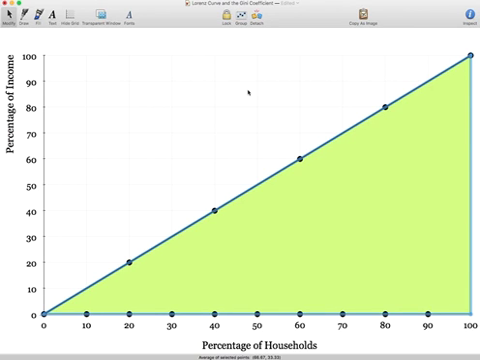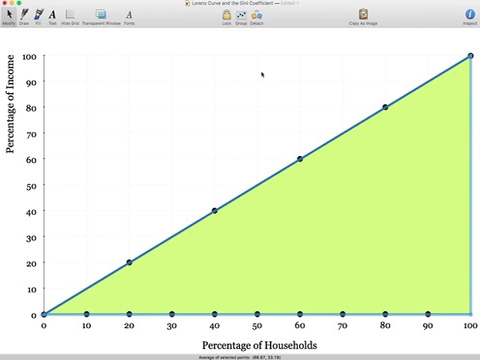This is where one household has all the income and all the other households are equal to 0. So that is the Lorenz curve. The Gini coefficient just represents the area that we have for the Lorenz curve divided by the area of that triangle right there.